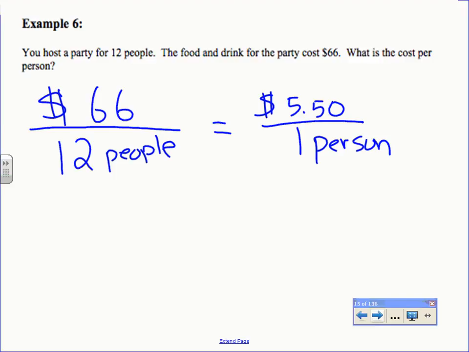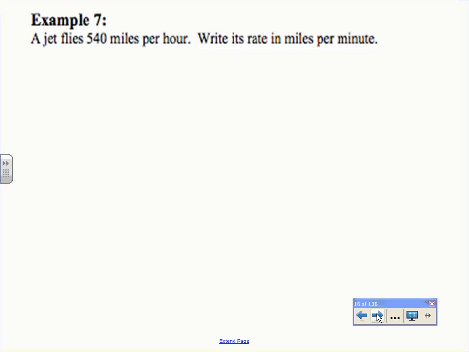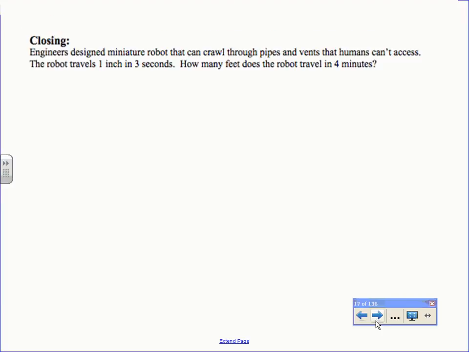All right, let's do one more problem. Let's go to the closing, please, on page 4. This one's a little tricky, so I want to end class with this one. It says engineers designed a miniature robot. This robot can crawl through pipes and vents that humans cannot access. Sounds kind of cool, huh?